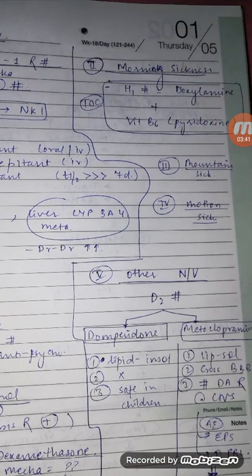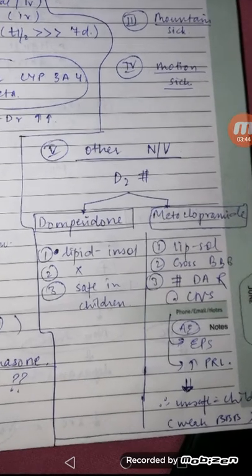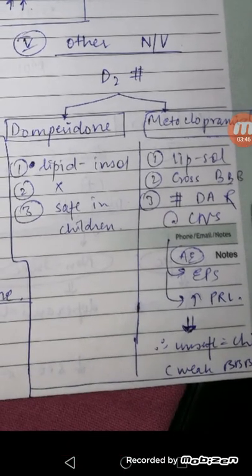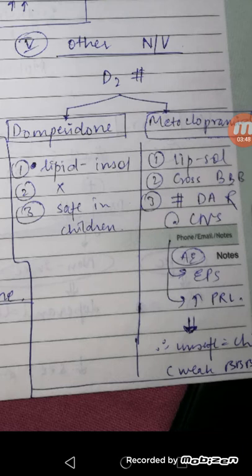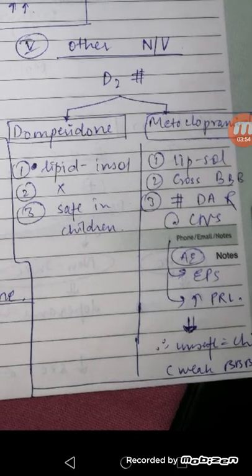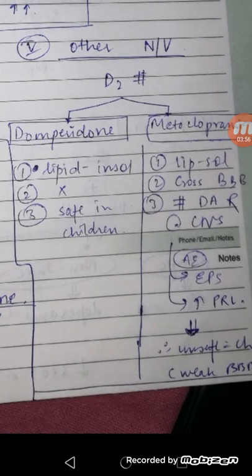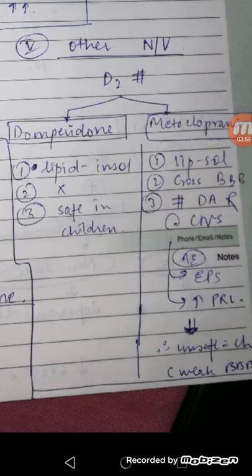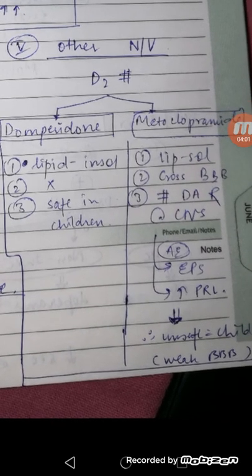Now there is morning sickness. In case of morning sickness, we can give doxylamine along with pyridoxine, vitamin B6. That is the drug of choice, doxylamine with vitamin B6. Okay, so there are other causes of nausea, vomiting. We have to give D2 blockers. We can give number 1 domperidone, number 2 metoclopramide.